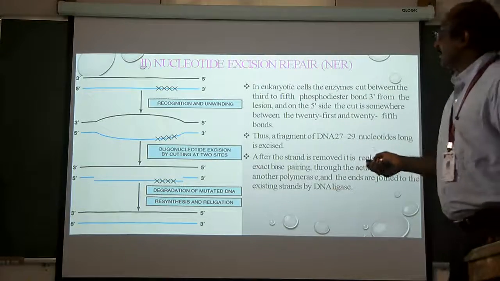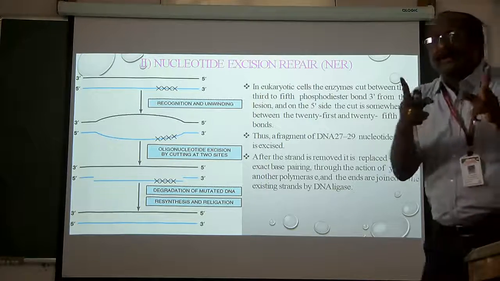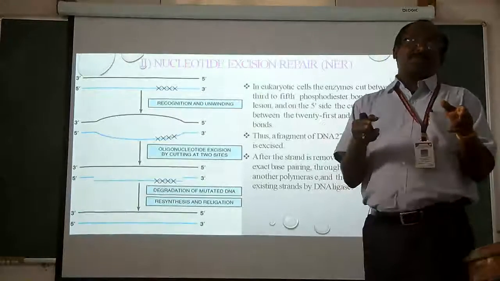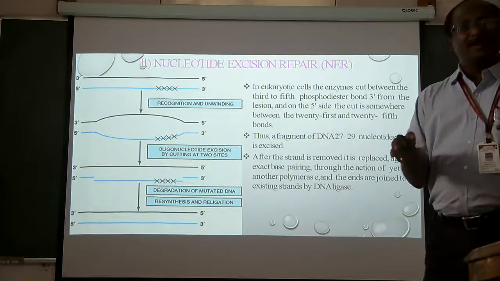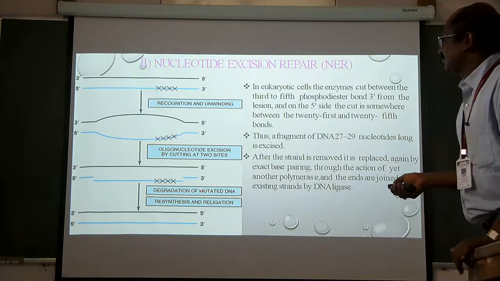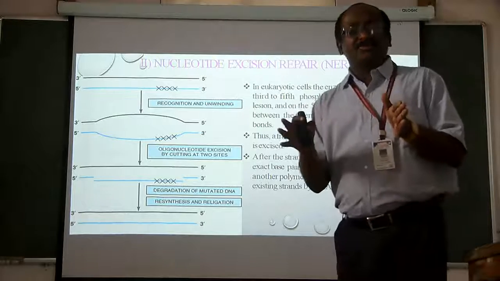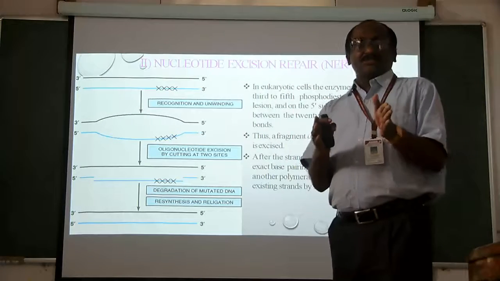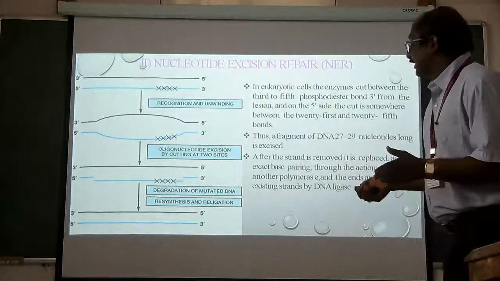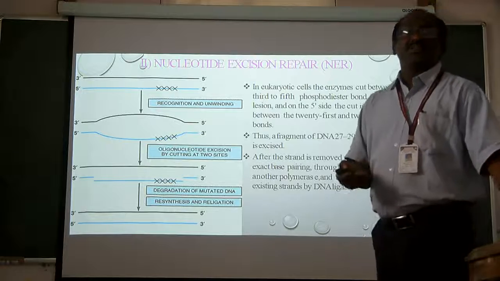When the DNA unwinds, in this location you can see the oligonucleotide excision, by cutting on both sides, at both ends where the damaged nucleotide base pair is, the damaged part has to be cut open. After that you can see the degradation of the mutation and the resynthesis. The damaged DNA is removed first, in a process we call the degradation of DNA damage, and then it is replaced by the resynthesis and religation of the DNA.